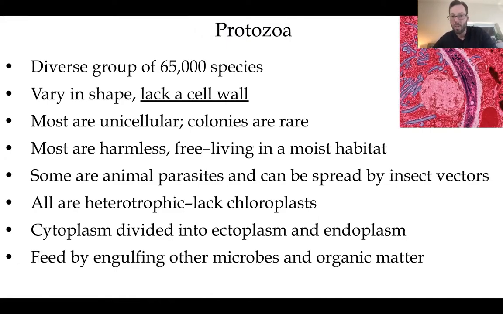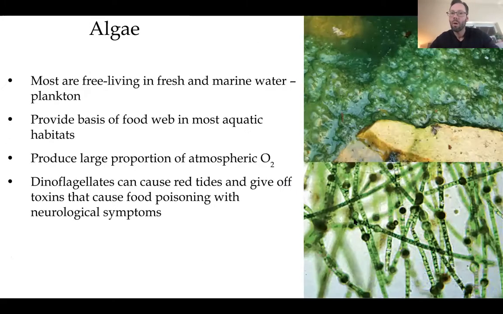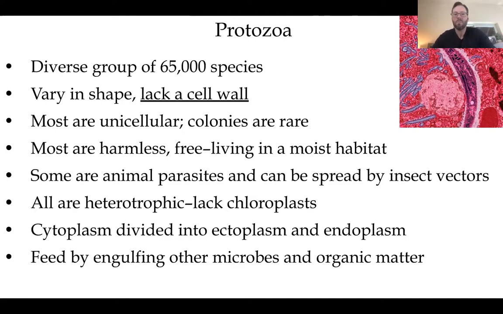The cell shape can vary quite a bit. Some have flagella, some have cilia, some have neither. And what distinguishes the protozoa from the algae is not only a lack of chloroplasts, but a lack of a cell wall. So if you remember from Monday, algae has a cell wall on the outside. Protozoa do not have that cell wall. Most of them are harmless. They live freely, usually in a sufficiently hydrated habitat like fresh water or salt water. They are unicellular primarily. We don't see them in colonies like we do with algae.